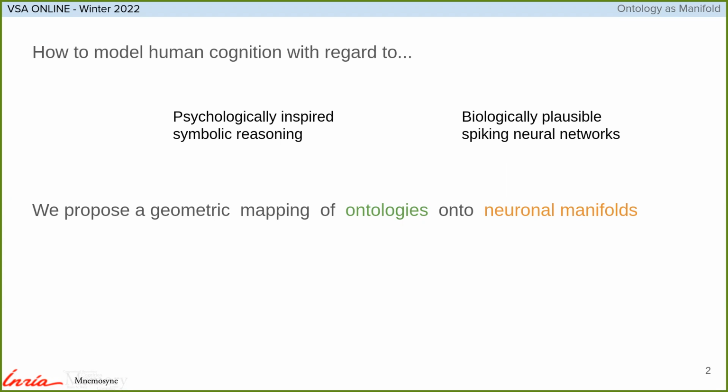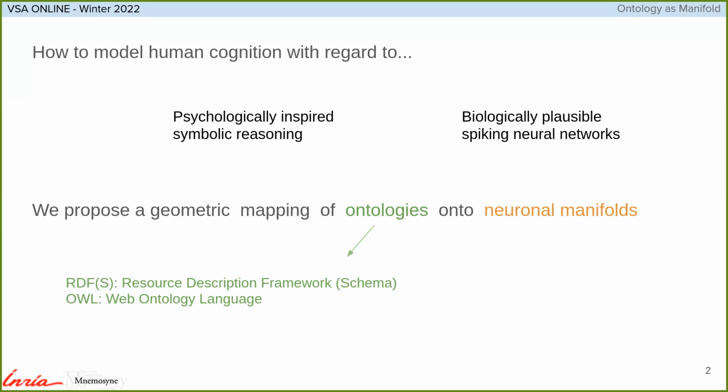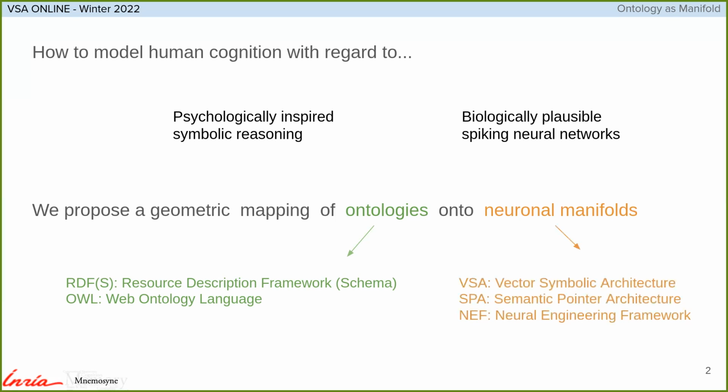In order to combine these representations, we propose a geometric mapping of ontologies, which are a kind of symbolic representation, onto neuronal manifolds. I will present some tools useful to represent ontologies, namely the Resource Description Framework, RDF, and the Web Ontology Language, OWL. We will use those tools to map our ontology onto a neuronal manifold. This neuronal manifold will be based on the semantic pointer architecture and the neural engineering framework developed by Chris Eliasmith et al., and it is itself based on the vector symbolic architecture that I guess we are all interested in.